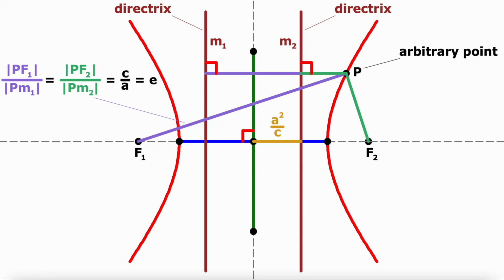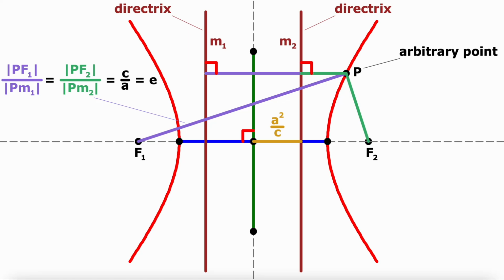The distance from the center to either of the directrices is equal to a squared divided by c, where a is the length of the semi-transverse axis and c is the focal distance. This formula shows that the longer the focal distance, the shorter the distance from the center to either directrix becomes. Conversely, the shorter the focal distance, the longer the distance from the center to either directrix becomes.